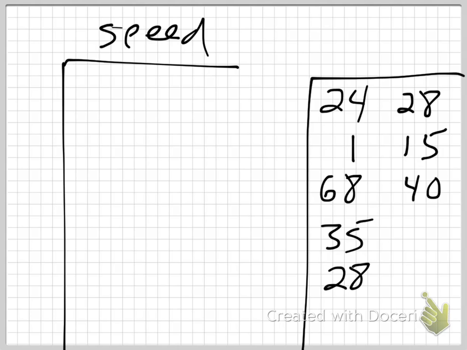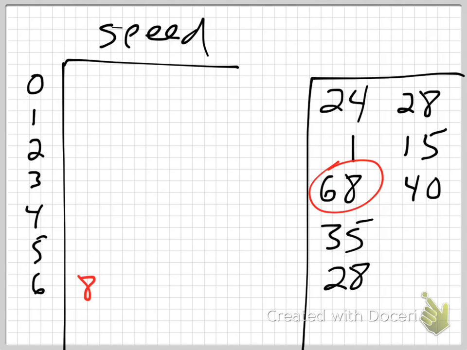Numbers, yeah. It's going to be this. I'm going to put a 0, a 1, a 2, a 3, a 4, a 5, a 6. Where does this one go, that 68? What do I do with that? Where do I put that? Where do I put it, Jerry? Yeah. That 8 represents 68.